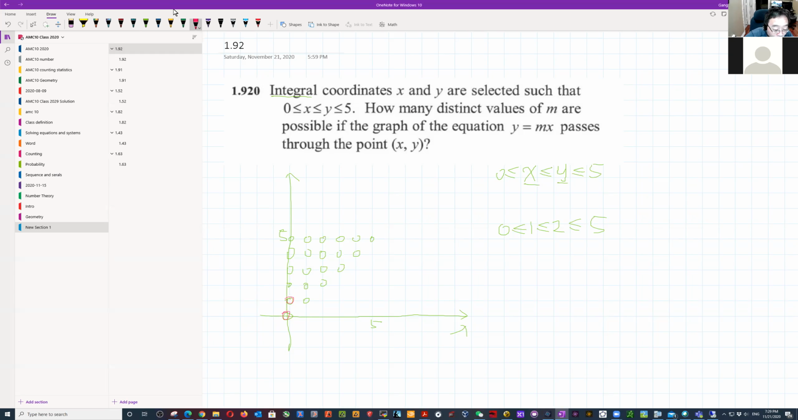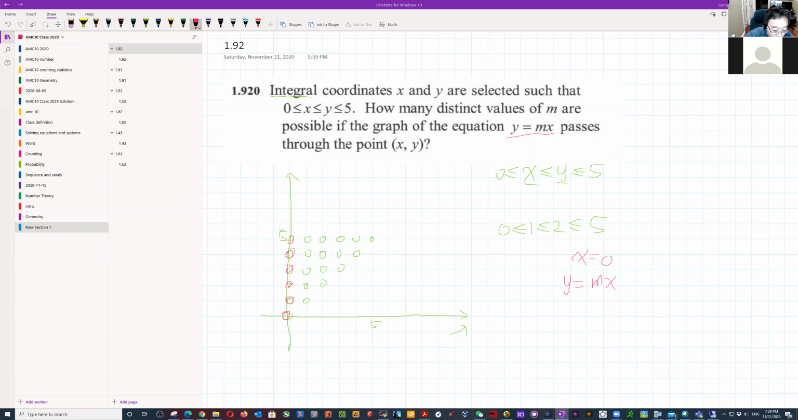Obviously, this is on the vertical line. And the vertical line, this one is actually x equal to 0. It's not in the format of y equals mx. So these 6 dots, 1, 2, 3, 4, 5, 6, do not produce any of this format.